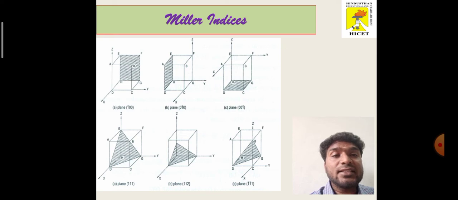X-axis, y-axis, z-axis. So it will be intercepting along 3 coordinate axes. So the Miller indices is 1, 1, 1. At the same time, please look at the first diagram.